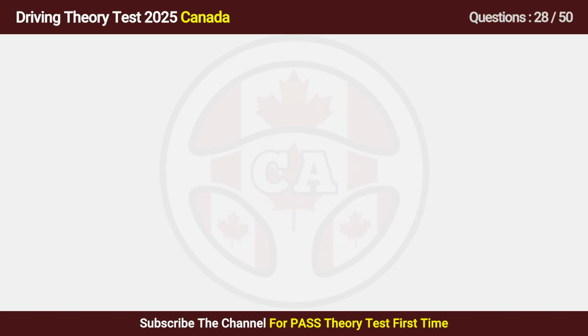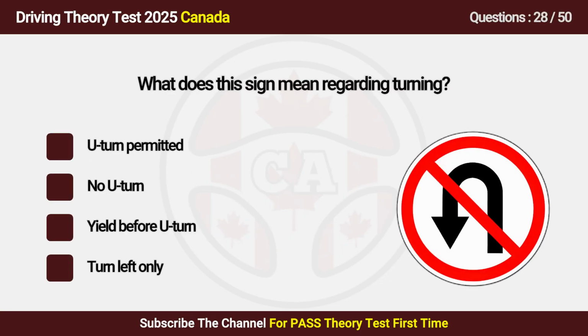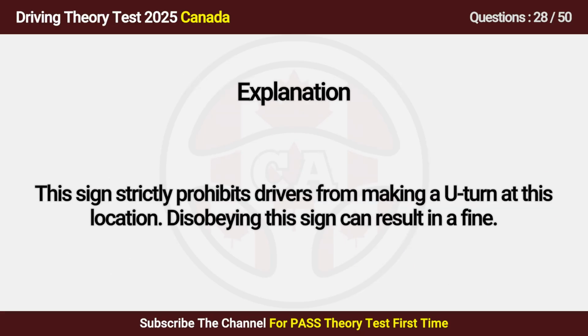Question 28. What does this sign mean regarding turning? A. U-turn permitted. B. No U-turn. C. Yield before U-turn. D. Turn left only. Answer is B. No U-turn. This sign strictly prohibits drivers from making a U-turn at this location. Disobeying this sign can result in a fine.